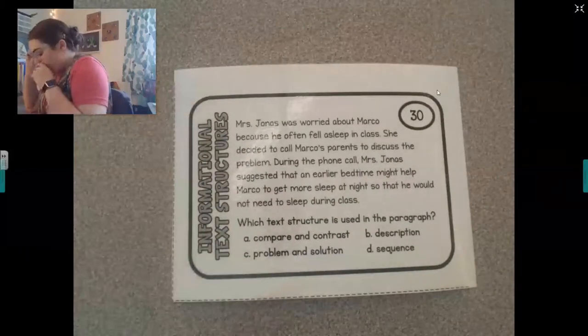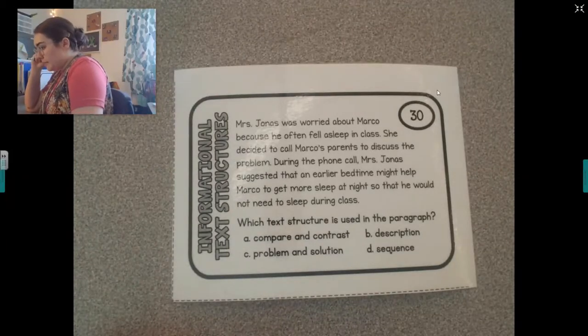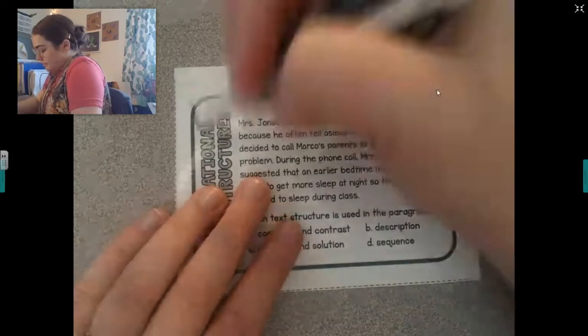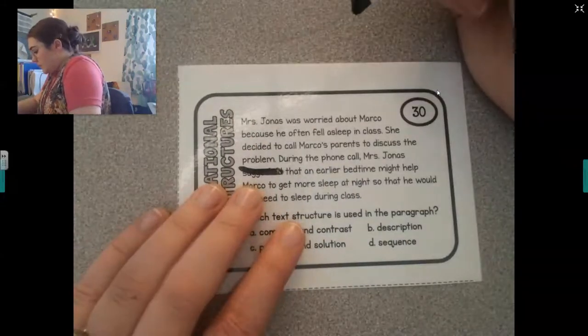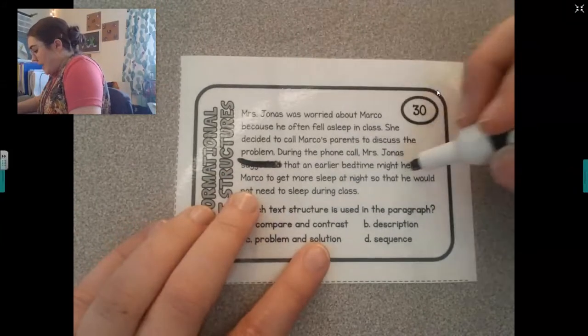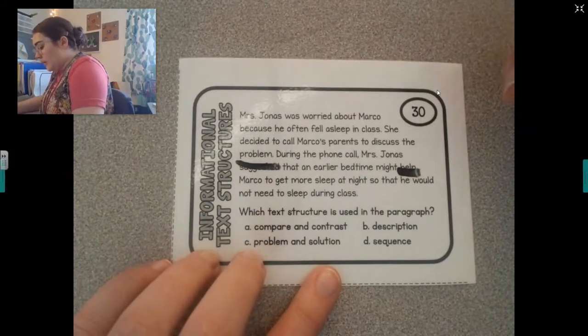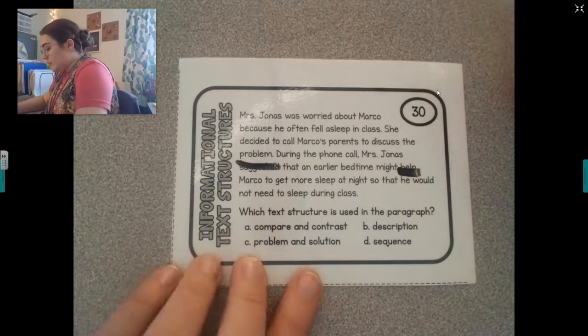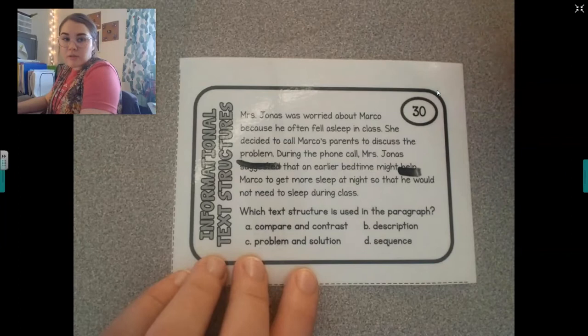Mrs. Jonas was worried about Marco because he often fell asleep in class. She decided to call Marco's parents to discuss the problem. During the phone call, Mrs. Jonas suggested that an earlier bedtime might help Marco get more sleep at night so that he would not need to sleep during class. What do you think the text structure is? Go ahead, pause the video and make an educated guess, and then we'll talk about it.